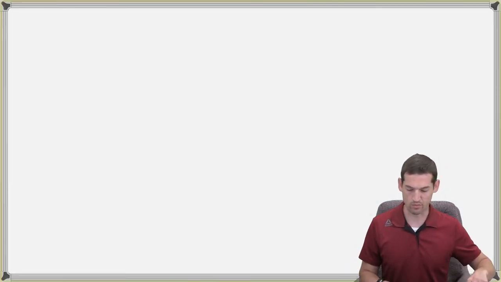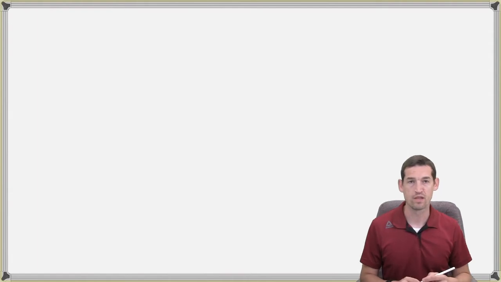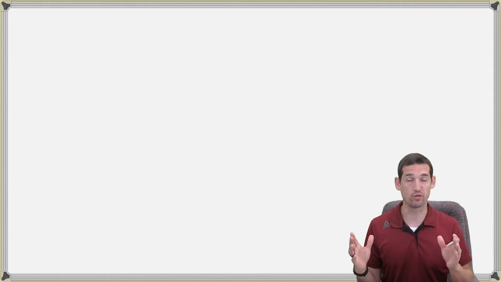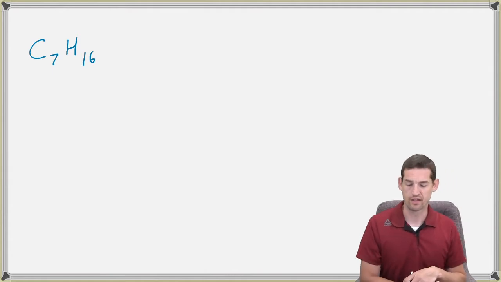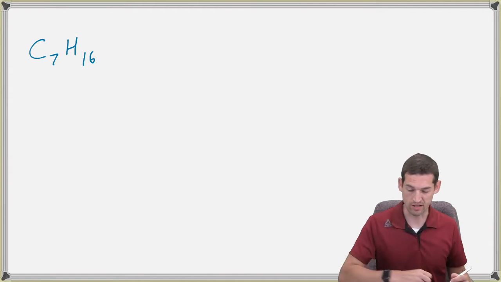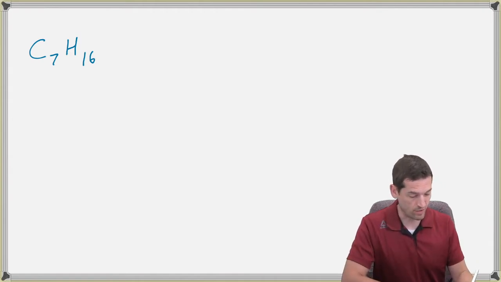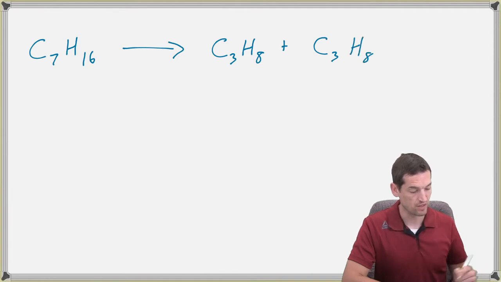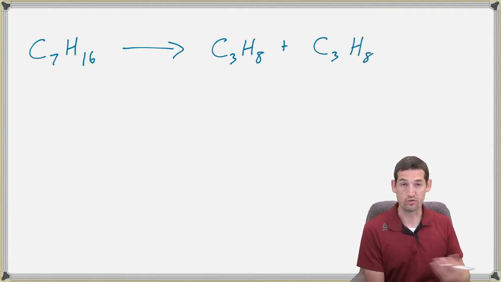So let me jump to the whiteboard here. The first one is called cracking. And cracking is, here's the big picture you need to know, taking a big molecule and breaking it into smaller ones. So let's say I started with a molecule like C7H16. So we have a heptane parent, and maybe I don't want that, or I need something else. So we're going to crack that molecule into, let's say, a C3H8, a propane, and maybe another propane. And those are maybe more useful or beneficial to us.